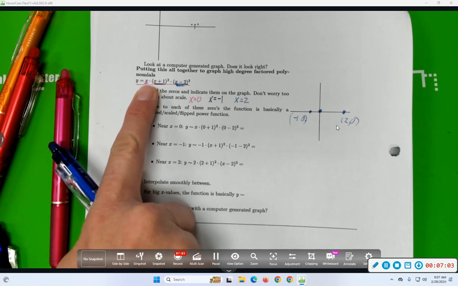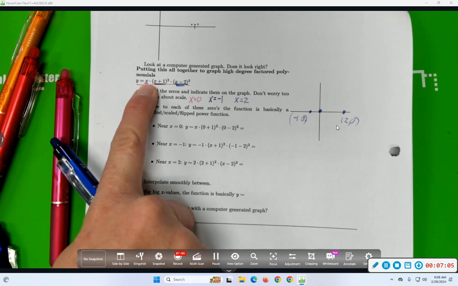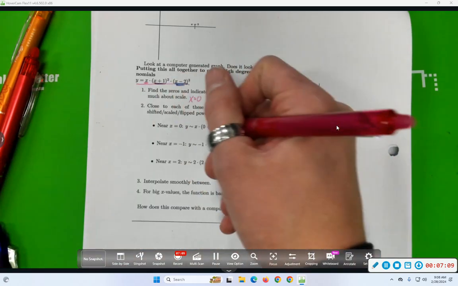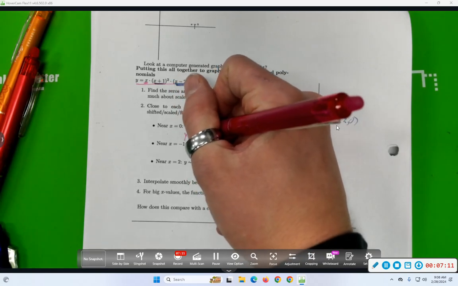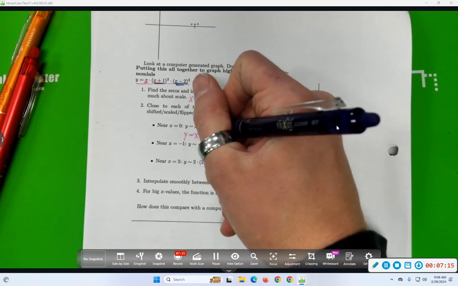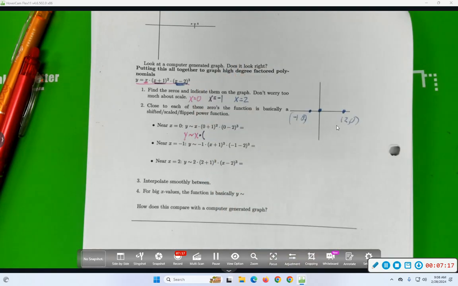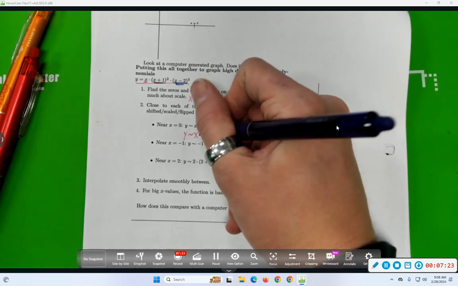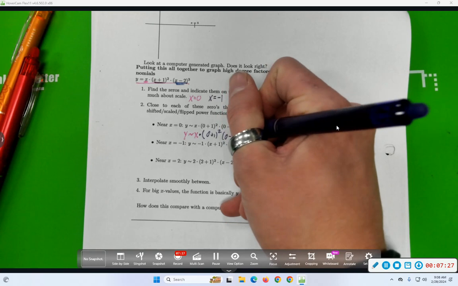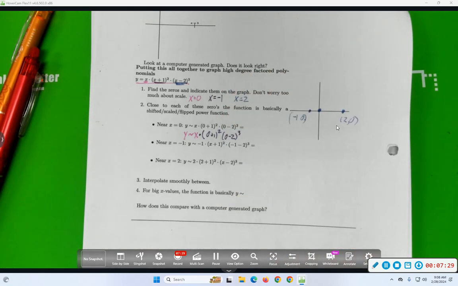So I should remember this factor, the x factor, which is underlined in pink. I'm going to rewrite what's written above. Y equals x times, and now I'm just going to plug x equals 0 in for all the rest of the x's, because that's the location of the root. 0 plus 1 squared times 0 minus 2 cubed.